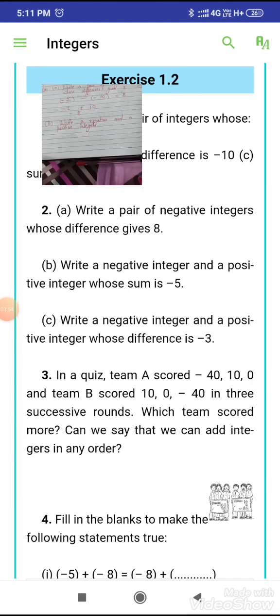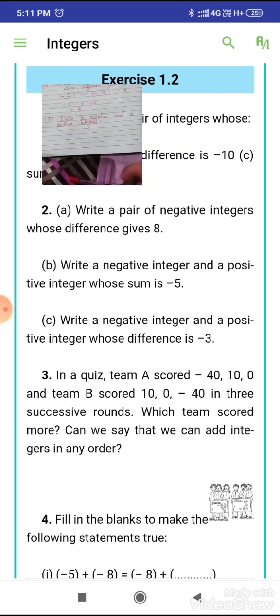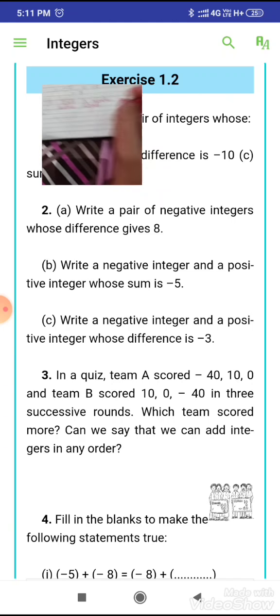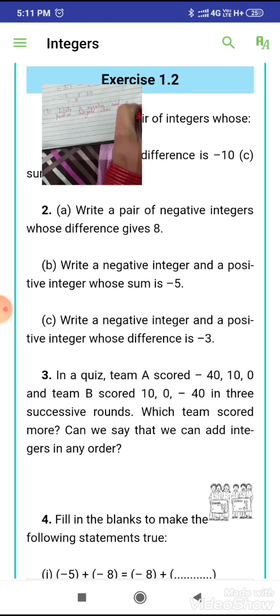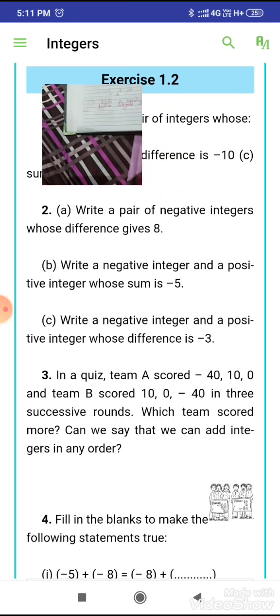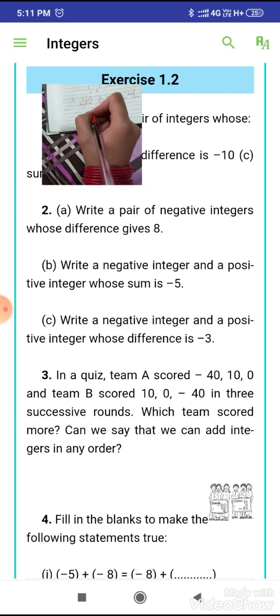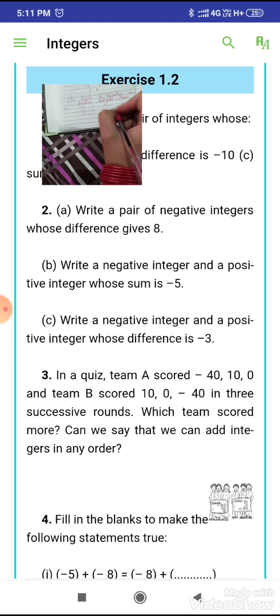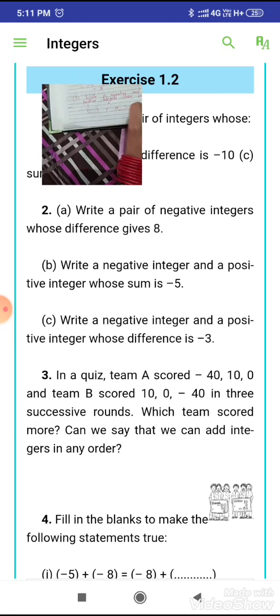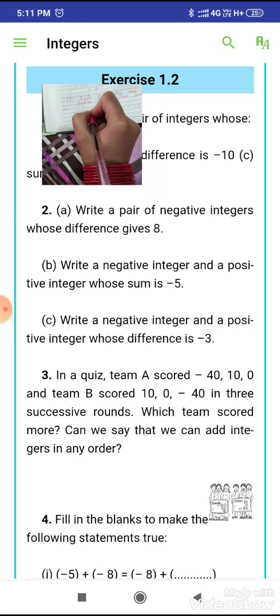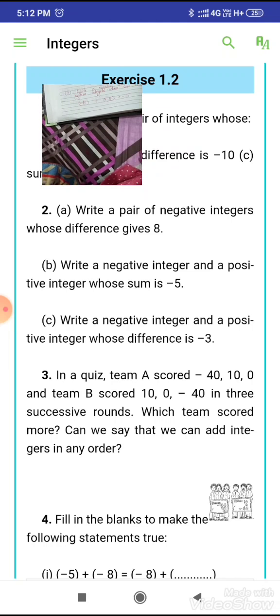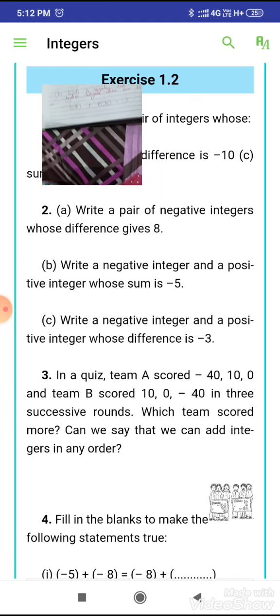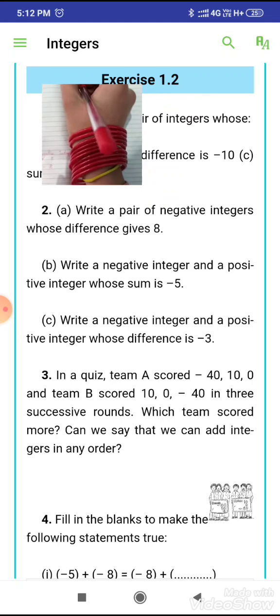In part B, we have to write a negative and a positive integer whose sum is -5. So our answer is -10 and +5. If we solve this, we get our answer as -5. Now move to part C.